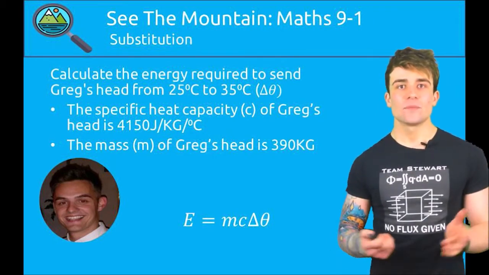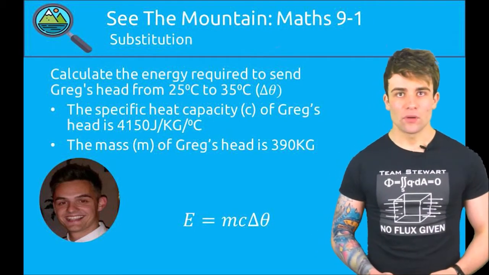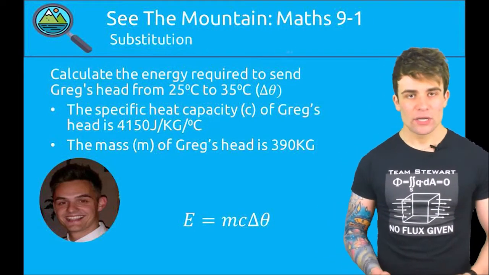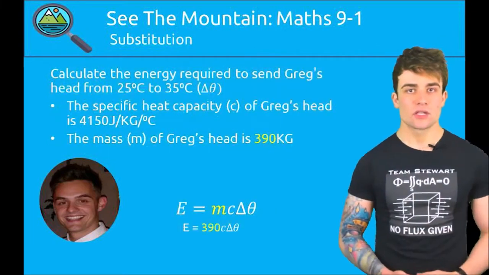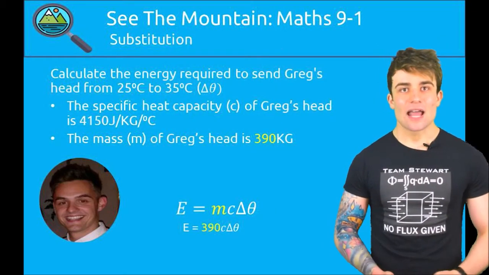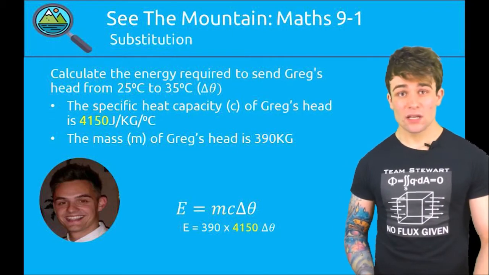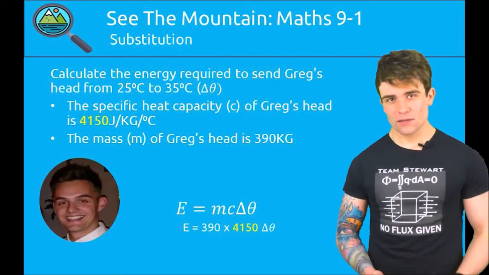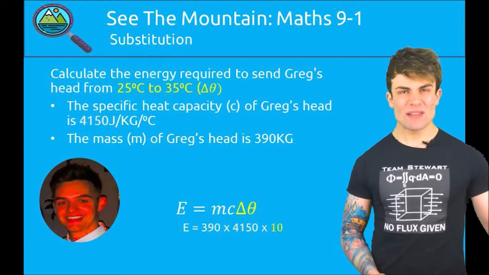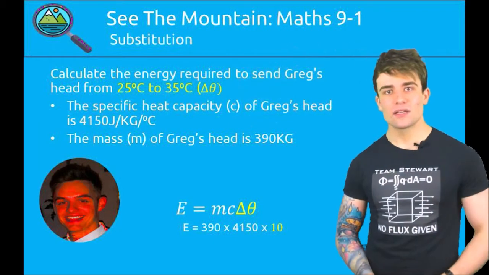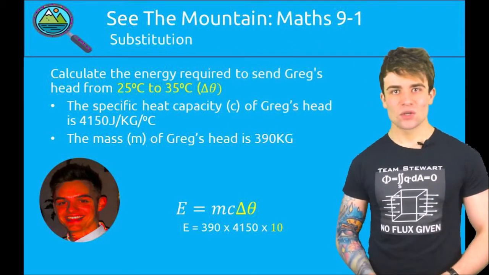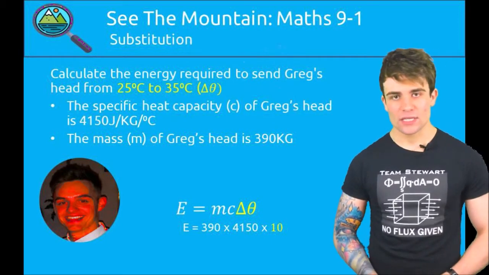Right, so in this example then, M, the mass, 390, slots in to the right where you can see here. Next, C, the specific heat capacity, is 4,150. Let's drop that into the equation. And then finally, the temperature change. We went from 25 degrees to 35. That's a temperature change of 10 degrees. We're going to slot that into the equation next to it.